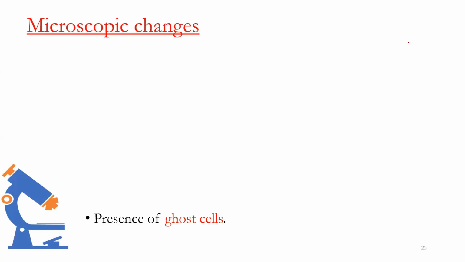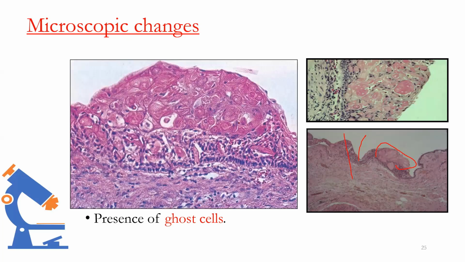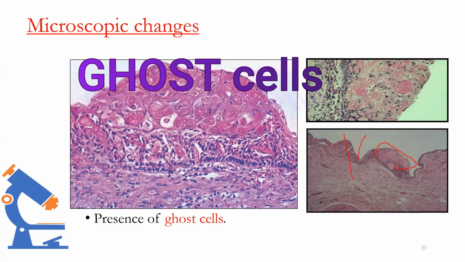Histopathologically, it has very unique features which are called ghost cells. So what are these ghost cells? You can see here, these are the ghost cells. So this is the epithelial lining, and this is the connective tissue wall, and you see these structures which are called ghost cells. So this is a close-up of the ghost cells which are present in the epithelial lining. So this is another good image of ghost cells which you can see.